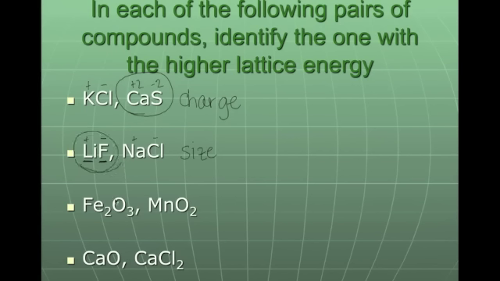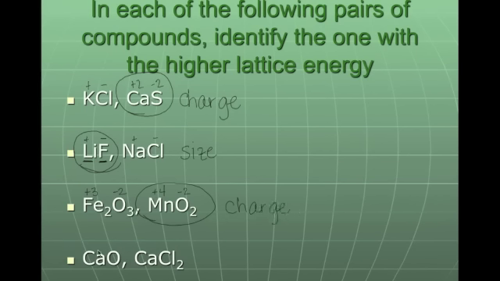Between iron(III) oxide and manganese(IV) oxide, the iron is going to be a +3, oxygen's a -2. The manganese is going to be a +4, oxygen's still a -2. Now looking at these, I see my oxygens are the same. My iron actually has a lower charge than my manganese, so it's going to be manganese(IV) oxide because of charge.